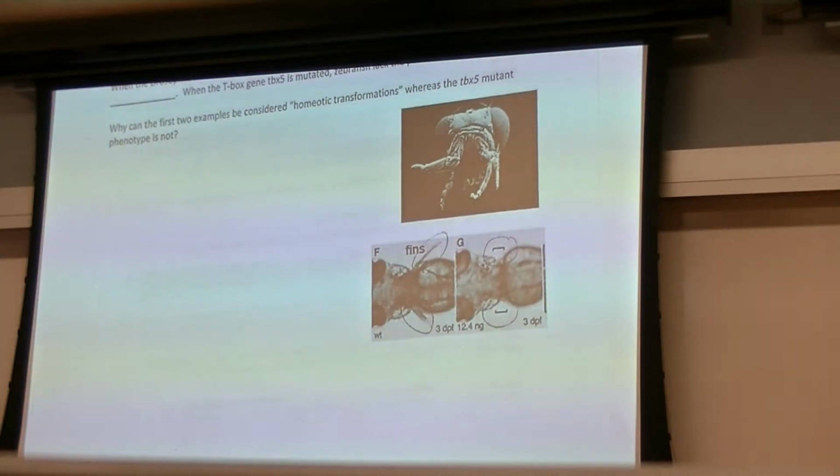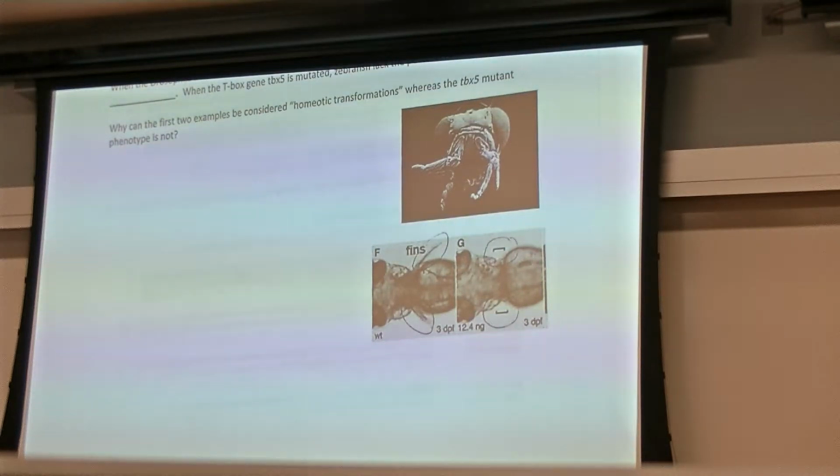So, the question is, the first two are called homeotic transformations. This T-box gene is not a homeotic transformation. Why is it not a homeotic transformation? Because it's just a deletion of a part.